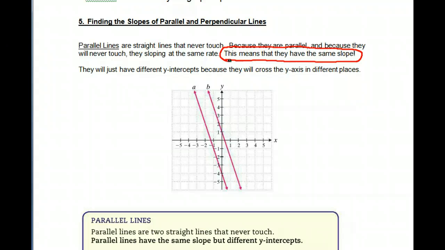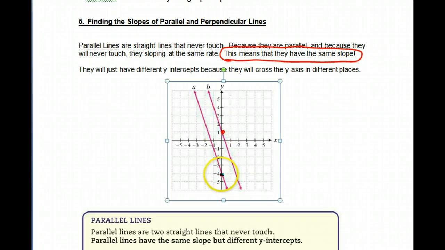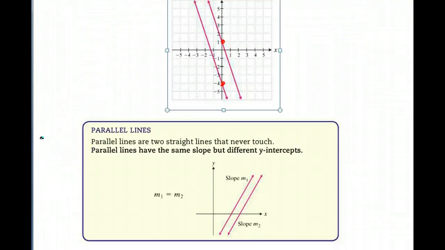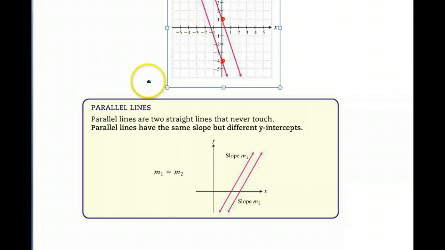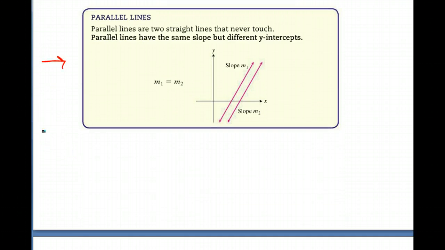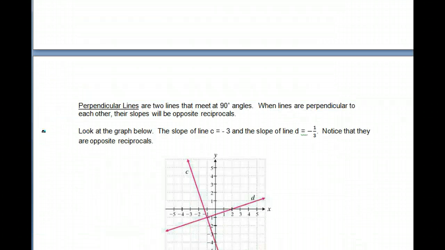They are going to cross the y-axis in different places. So their slope-intercept forms are going to look the same with the exception of the y-intercept. So just to recap here, there are parallel lines that never touch. They're 2 straight lines that are never going to touch. They have the same slope but different y-intercepts.